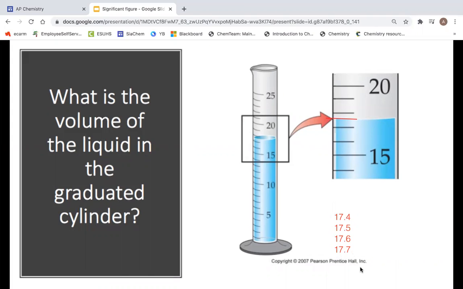What you cannot say is 17.55, 17.58, 17.59, right? Because we don't know it was 17.5. We know it's 17 something, okay? So hopefully that makes sense. All right, moving on.